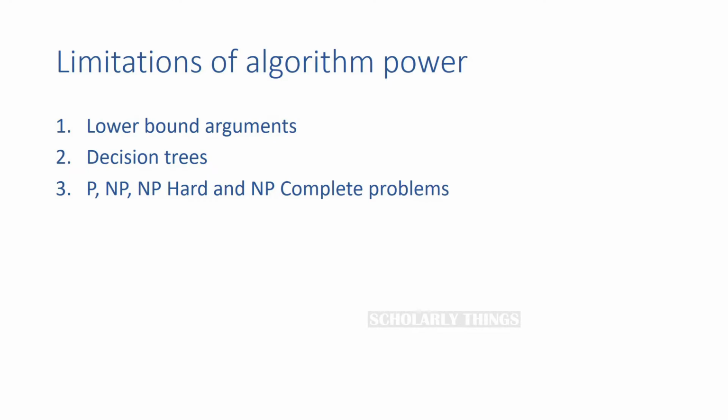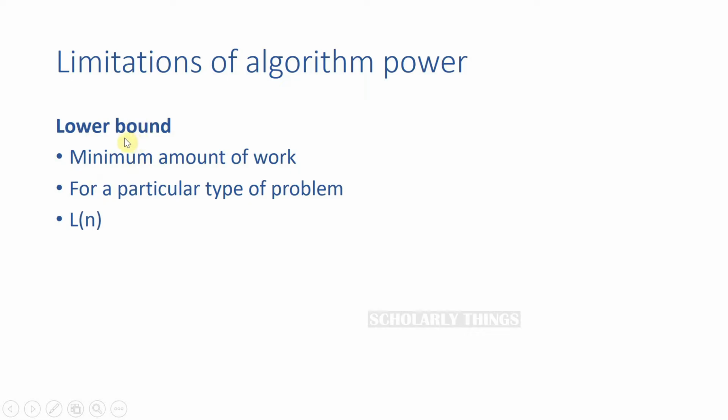Limitations of algorithm power. Under this, we talk about lower bound arguments, decision trees, P, NP, NP-hard, and NP-complete problems. First and foremost, let's see what a lower bound is. Consider a type of problem you need to solve.